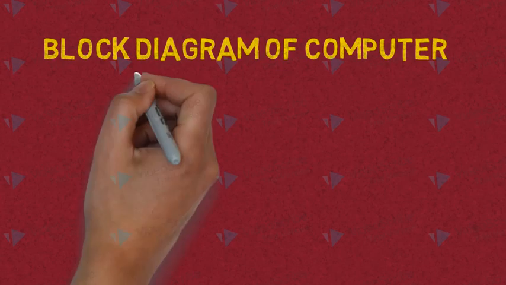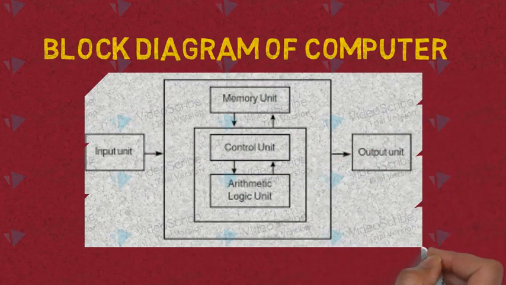In the block diagram of the computer, first is the input unit, which means we enter the data with the help of some input devices. Now this data goes inside the computer. It goes first inside the arithmetic and logic unit. What it does? It is the place where the actual execution of our instructions takes place. It performs some arithmetic or logical operations. Arithmetic operations such as addition, subtraction, multiplication, and logical operations such as less than, greater than, or equal to. So this is all done inside the arithmetic and logic unit.